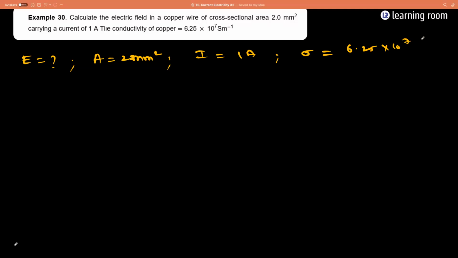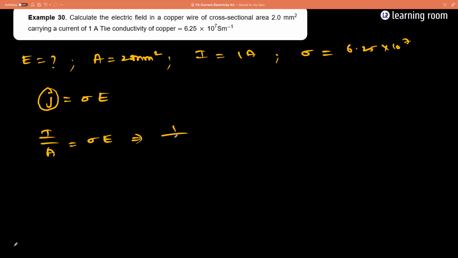So how to calculate, guys? Just now we discussed the relation. J is equal to, let me see how many of you are able to tell. J is equal to sigma into E. So how do you calculate J? J is I divided by A, which is equal to sigma into E.